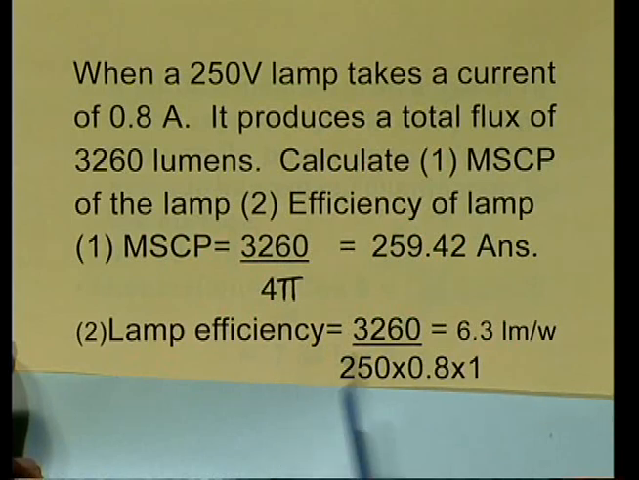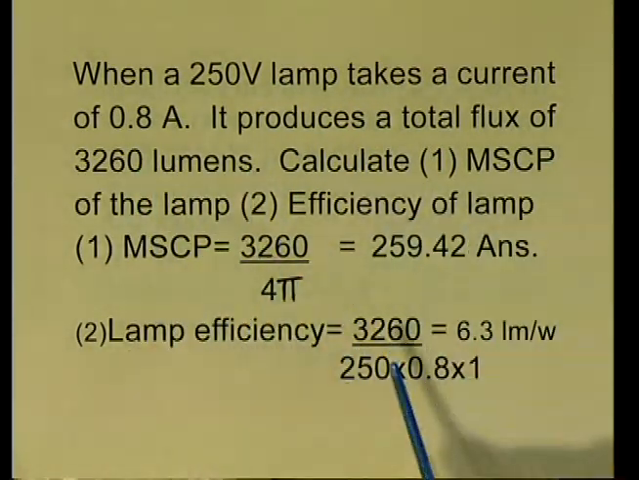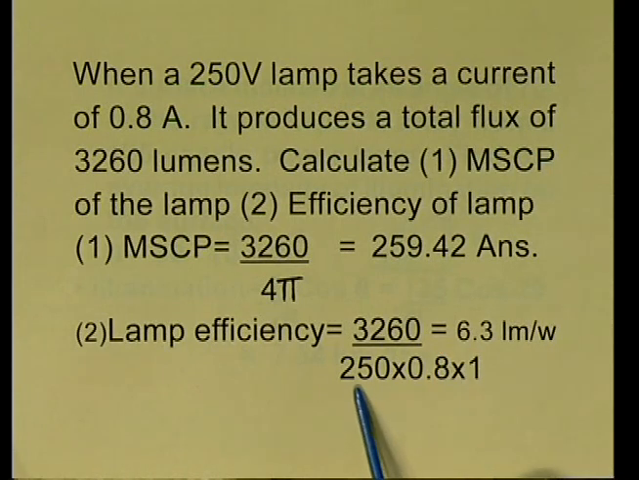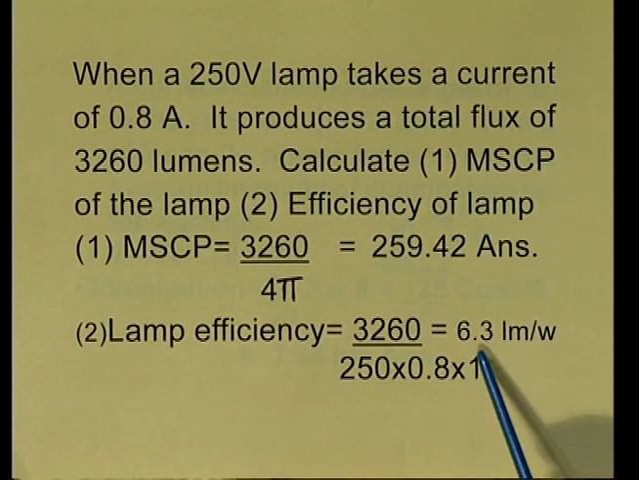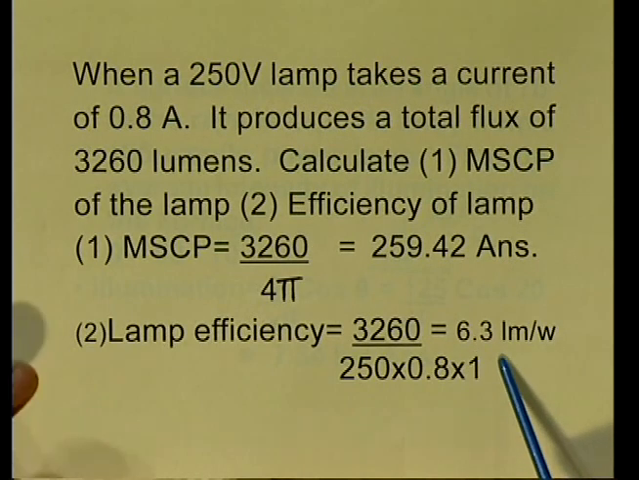So, the input equals, we know the formula VI cos phi, but for lighting the cos phi is always 1. Therefore, the lamp efficiency equals output by input. Output is lumens, that is 3260, input is voltage, current and power factor. If we solve, then we get 6.3 lumens per watt. So, in each watt we are getting about 6.3 lumens. So, we can go for the next problem.